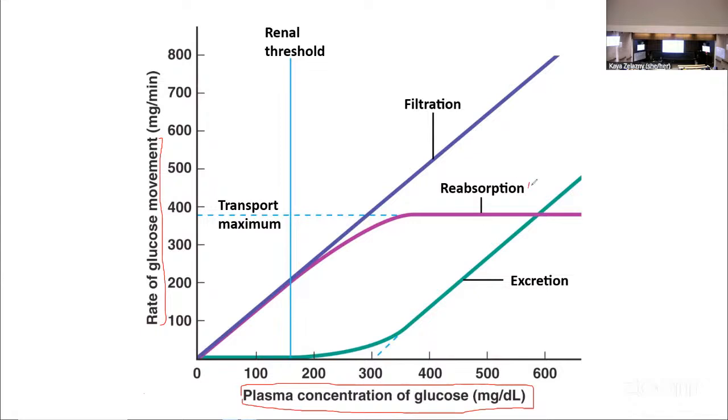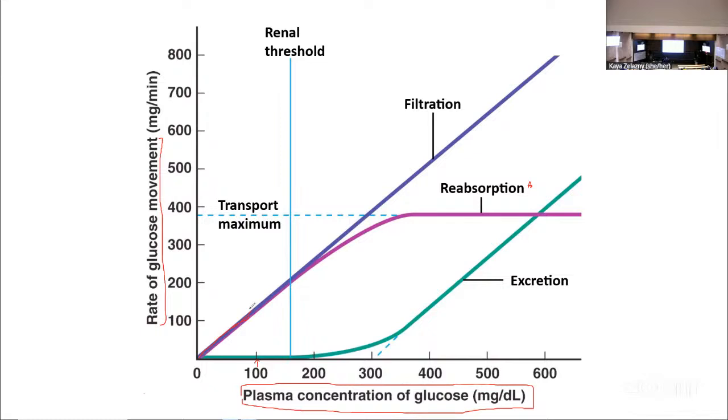So this is moving back into your bloodstream. But we'll see an interplay here. For the first little bit, your normal concentration of glucose is supposed to be about 100 milligrams per deciliter. So under these conditions, your bluish line here is your filtration.